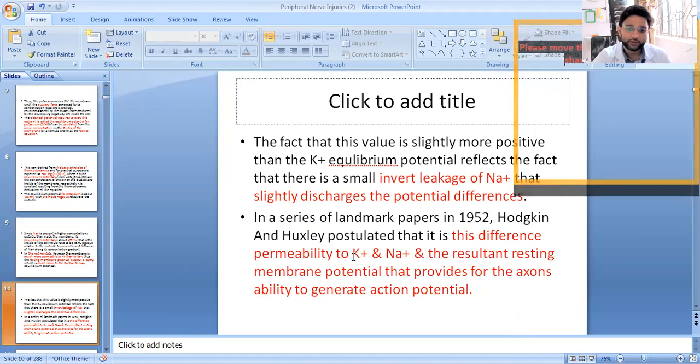The fact that this value is slightly more positive than the potassium equilibrium potential reflects the fact that there is a small inward leakage of sodium that slightly discharges the potential difference. In a series of landmark papers in 1952, Hodgkin and Huxley postulated that it is this differential permeability to potassium and sodium and the resultant resting membrane potential that provides for the axon's ability to generate an action potential.